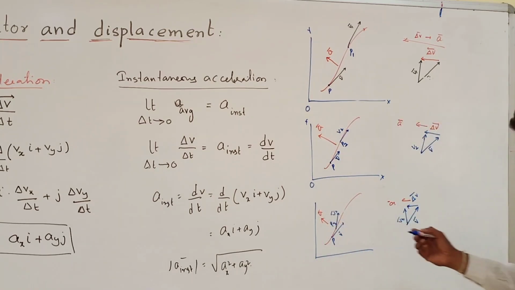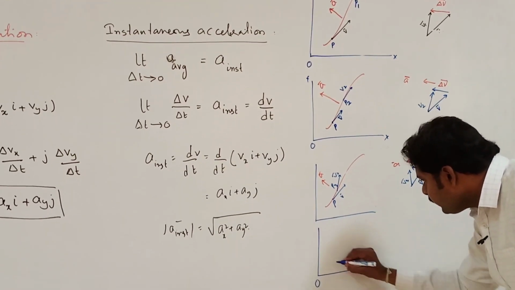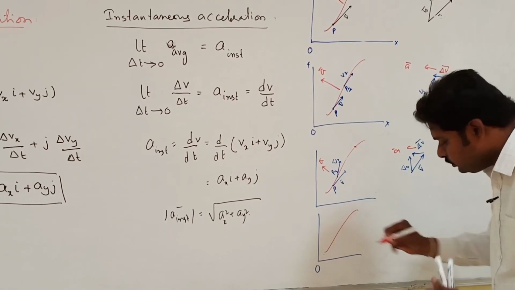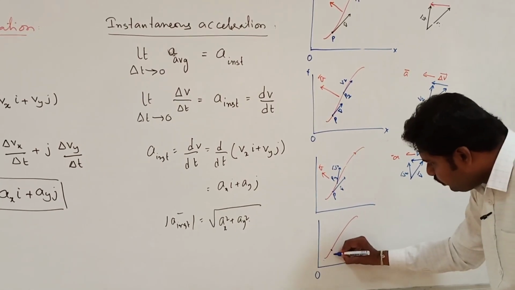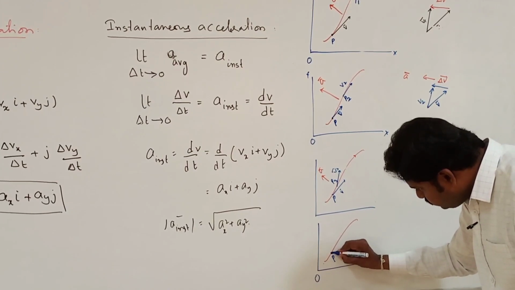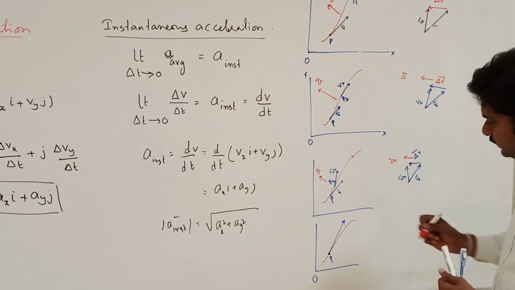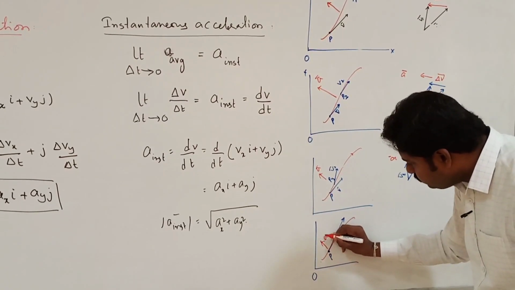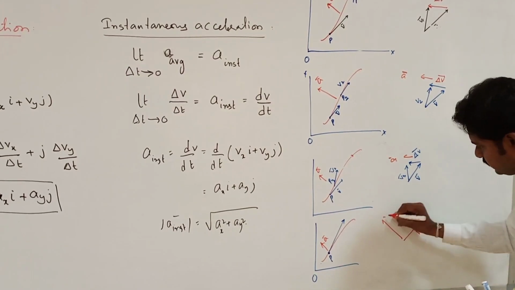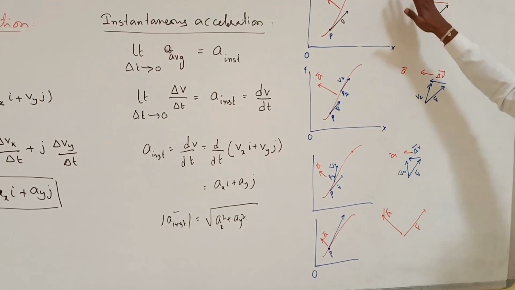Last one, I am making a curved path where the object is moving, and this is a point P and the interval becomes 0. So this is also the final point. This is simply a tangent, and this is the direction of velocity V, and this is the acceleration direction. So what do you observe from this?